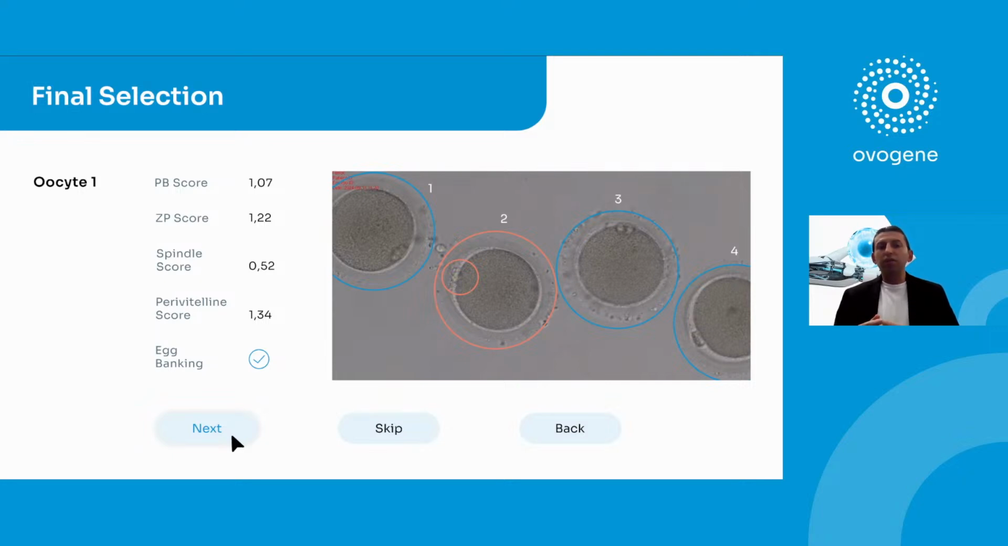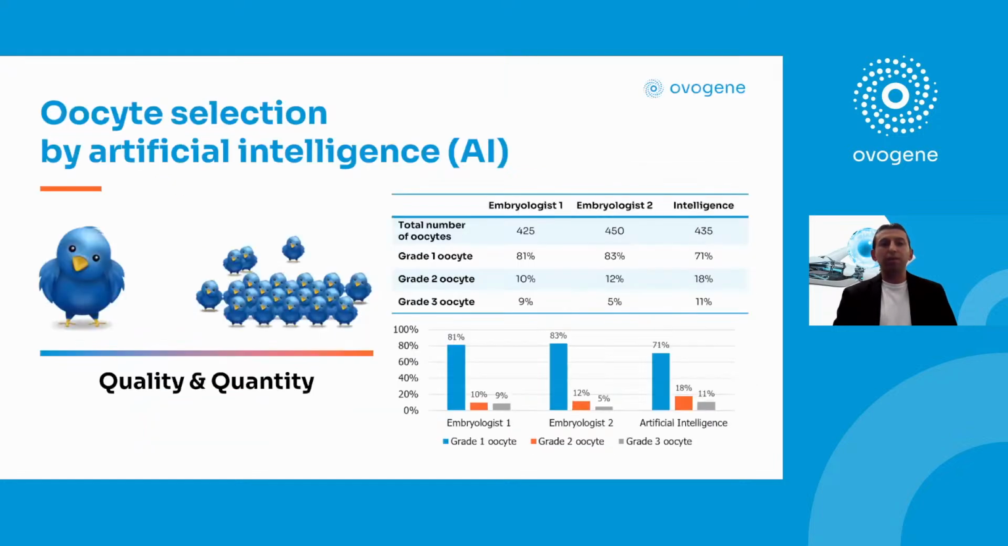We have different parts which we are trying to measure: the polar body, zona pellucida, spindle, and perivitelline space. And we give, according to guidelines, some reference values. So after the measurement, AI is checking whether those measurements fit the reference values. If they do, we select those oocytes for egg banking. If not, that means this oocyte is not for egg banking.